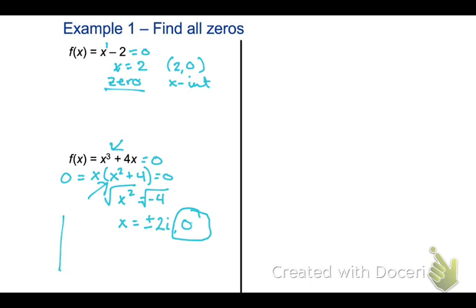So if I were to graph this, it would cross here, but it would have a little thing like that or something.